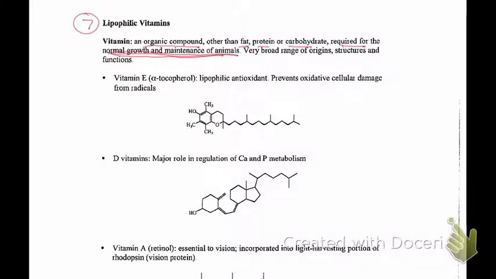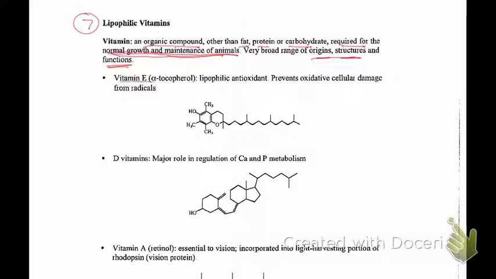They have a very, very broad range of origins, structures, and functions. All right. So for this category, it's really sort of a catch-all. There's a lot of different structures of vitamins. They have a lot of different biological functions. So let's just look at a few of them.